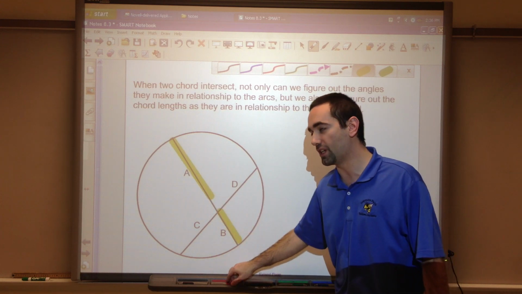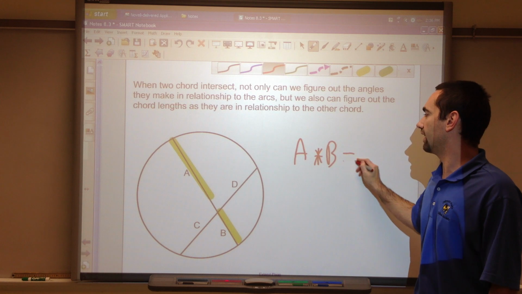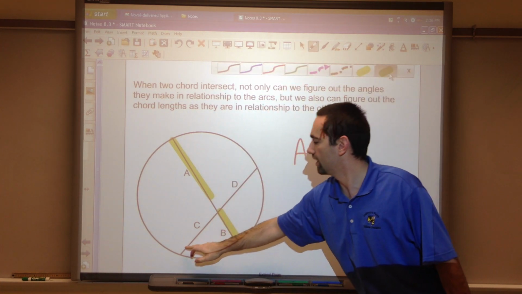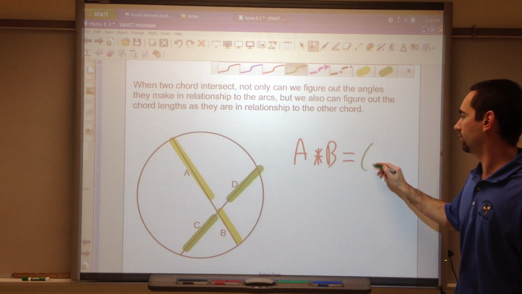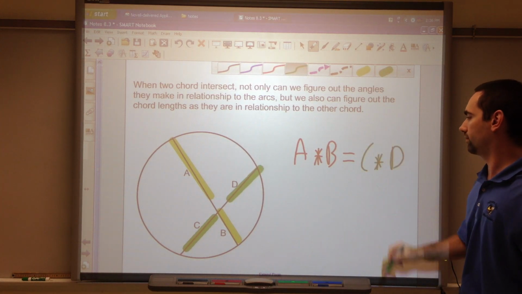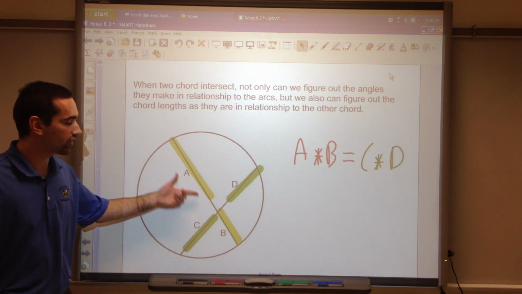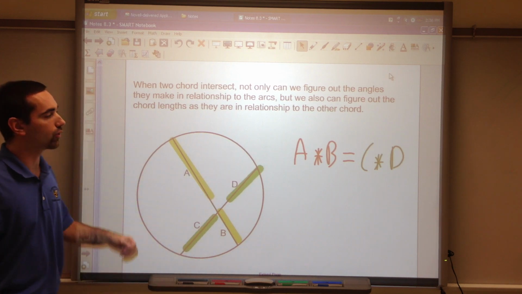A times B is equal to C times D. So again, you can multiply the segments of your chord set equal to the other segments of the other chord.